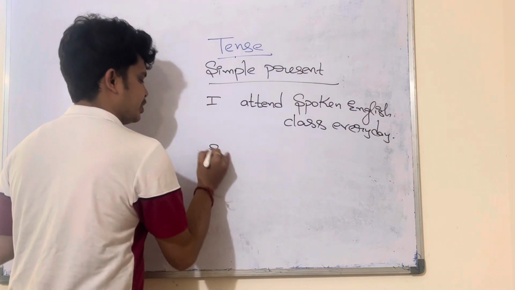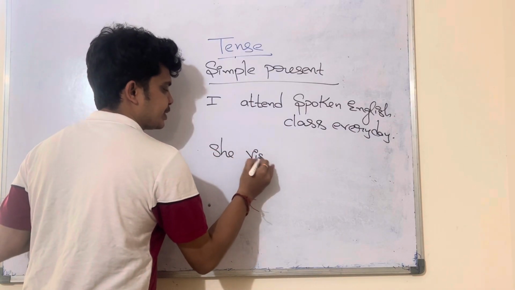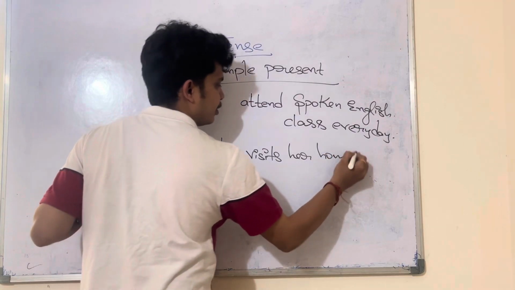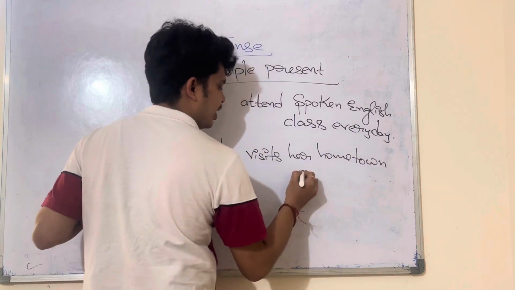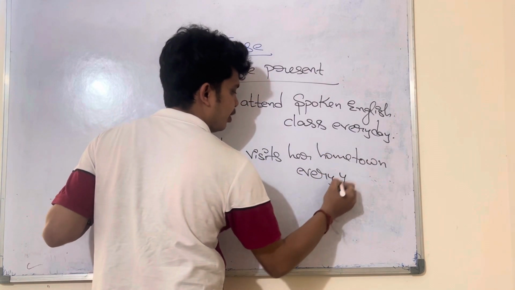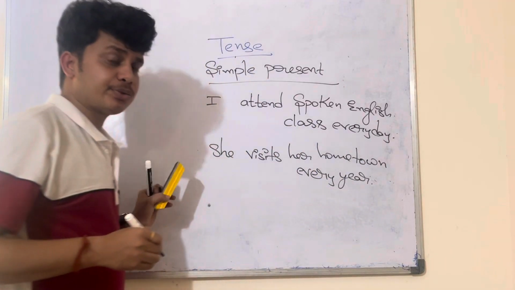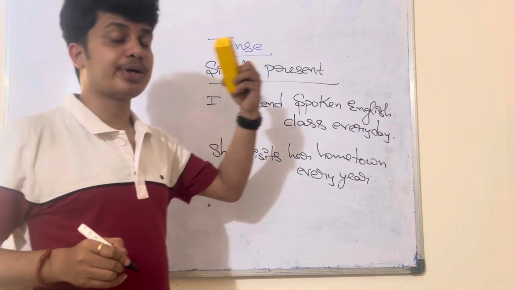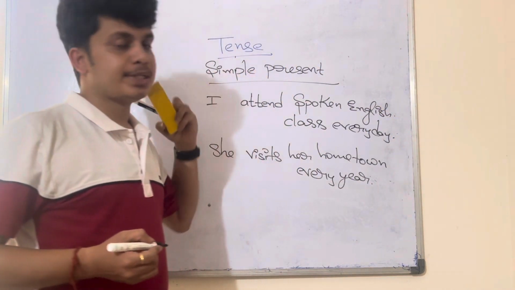Okay, she visits her hometown every year. So what I mean to say is that in order to tell about an action that happens on a regular basis, you have to use simple present.